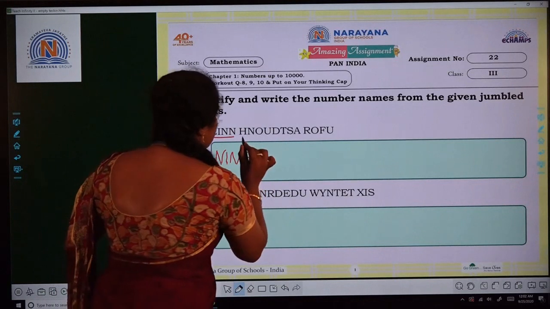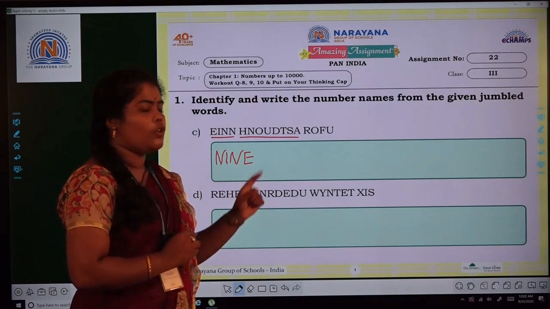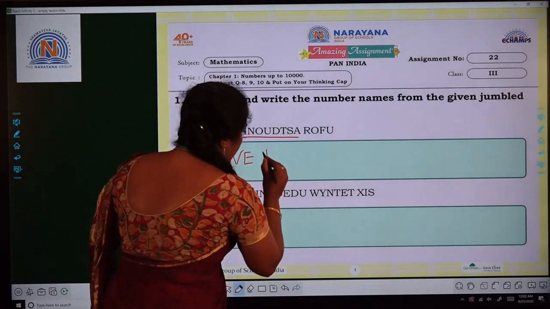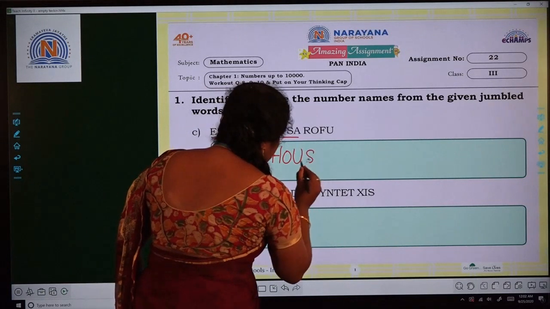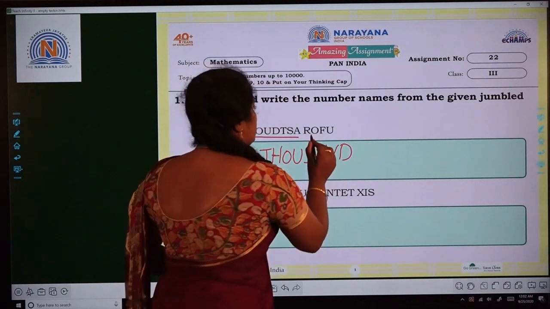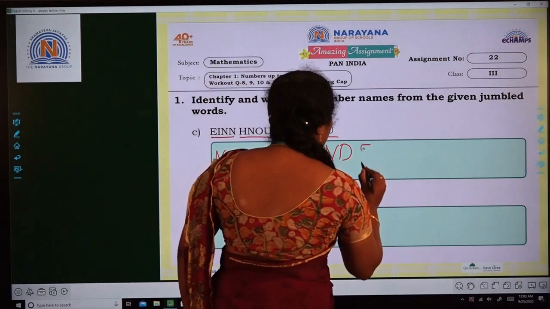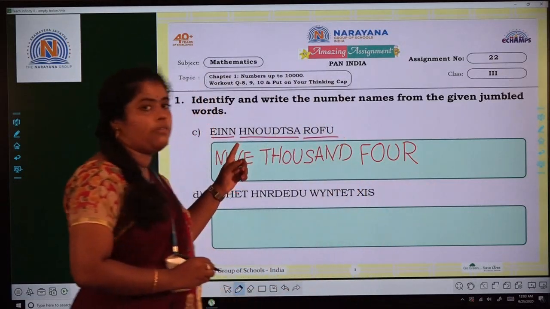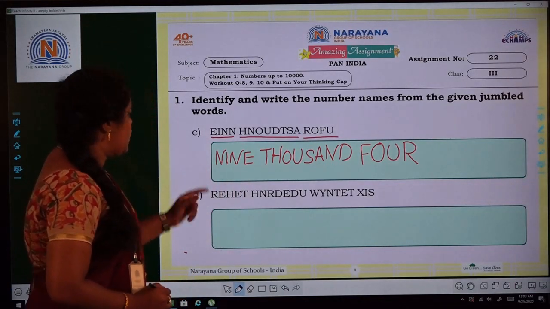Next, moving on to next word. Here they given H-N-O-U-D-T-S-A. Do you think what is that word? Yes, 1000. T-H-O-U-S-A-N-D. Thousand. And next word is R-O-F-U. Yes, 4. F-O-U-R. What is the number name of the given jumbled words? 9004.